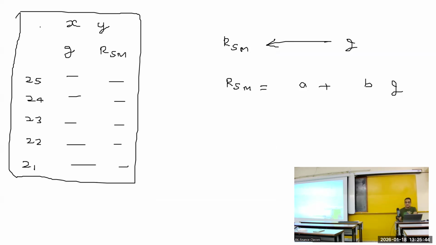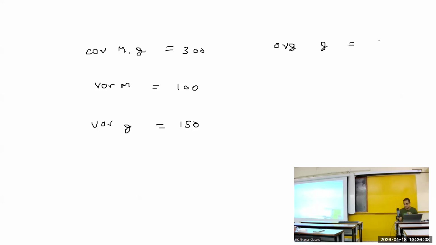But instead of that, if you are given something like this: covariance between the stock market and GDP, variance of stock market and variance of GDP, you have also been given the average value of G, and the average value of market returns, and you are asked to calculate A and B. So how do we do that? That's what I asked you at the start of the session, the formula.